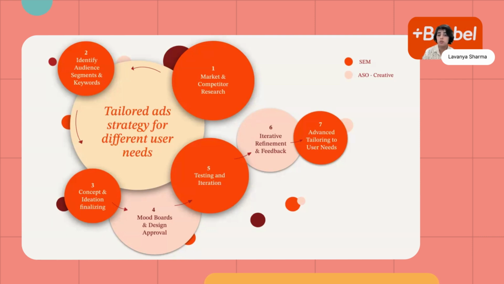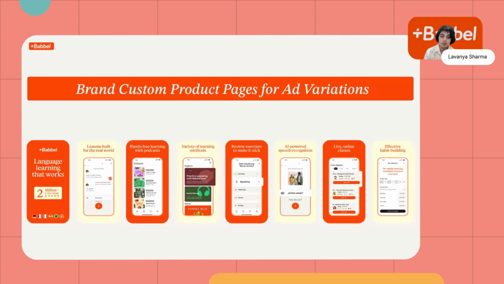We hold lots of mood boards, design approvals, and review feedback cycles. A lot is done, and we go through lots of iterations to come to the final creative that we want to work with. Then we make the necessary adjustments based on the performance to further tailor it to our audience. And at last, we have our final ad tailored to the user's needs. This is how the strategy has actually led to the development of our current ad variations.